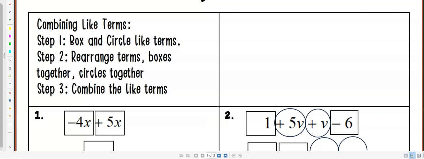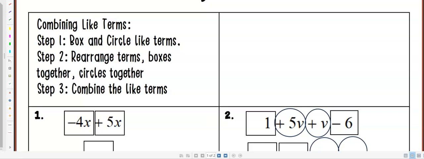All right, we're going to be working with combining like terms. So when we're combining like terms, we've got a couple steps that we like to follow. Step one, we want to identify our different terms. So we want to box and circle like terms.